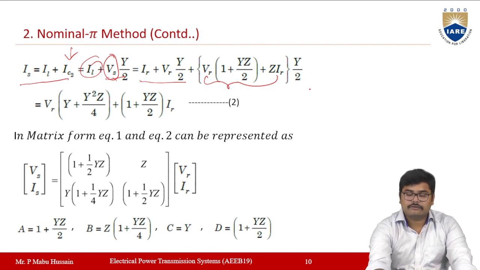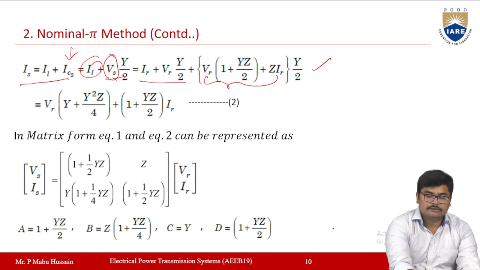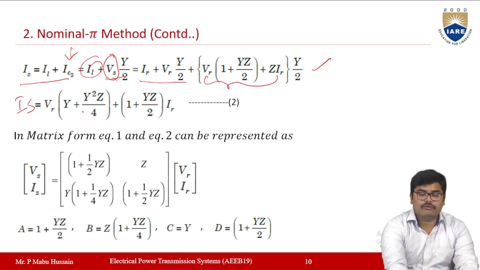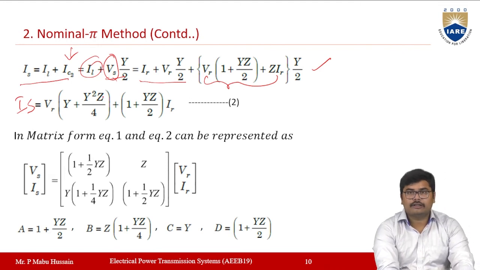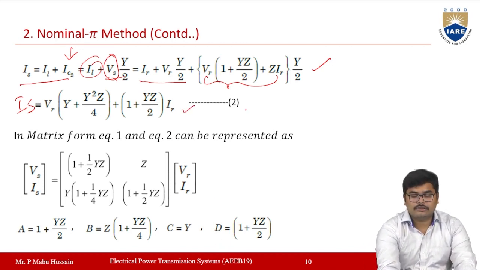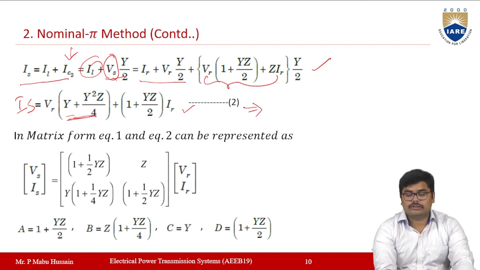Now in this equation also, if you separate VR and IR, then the sending end current Is will be equal to VR into (Y plus Y squared Z by 4) plus (1 plus YZ by 2) into IR. This you can still write by taking Y common in both terms.